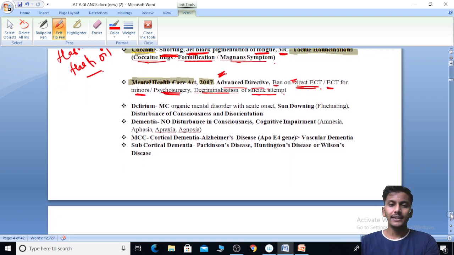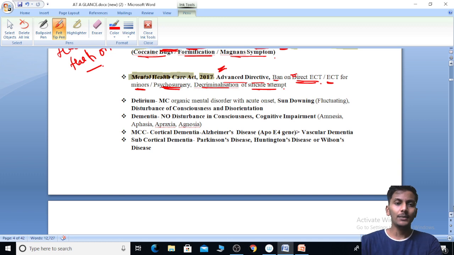Next one is your delirium, guys. So what do we mean by delirium? Okay, delirium and dementia are the two important things in which you tend to get confused, but these are very easy, guys. Just remember these. So first of all, delirium is what? Please remember, delirium is disturbance of consciousness and disorientation. So what are the two important features of delirium? First, there is disturbance of consciousness, also known as clouding of consciousness. The person is not properly conscious. Okay, one feature. Second is what?